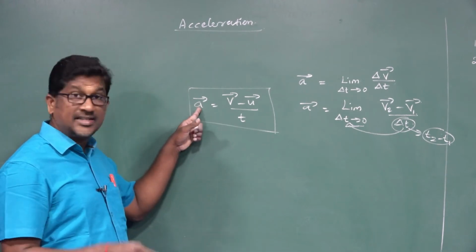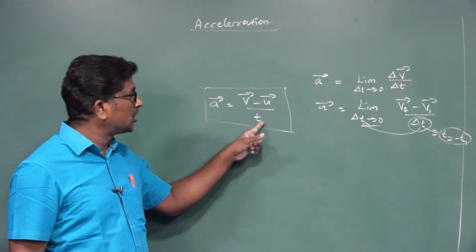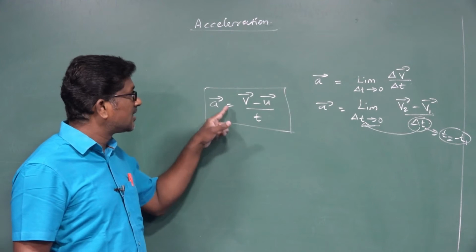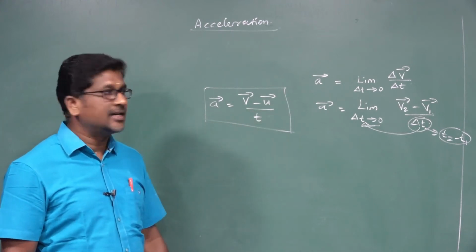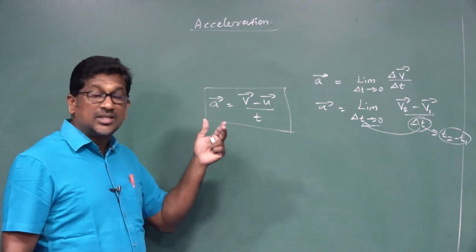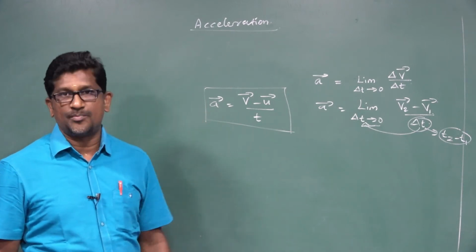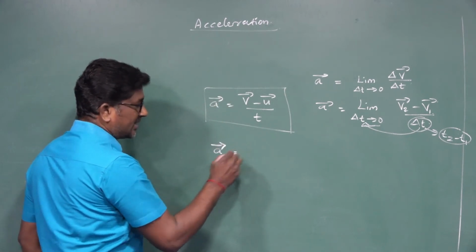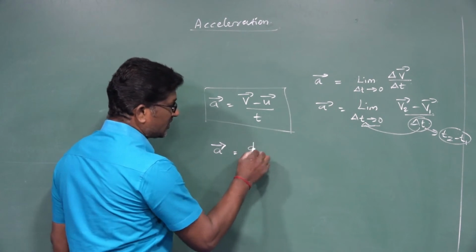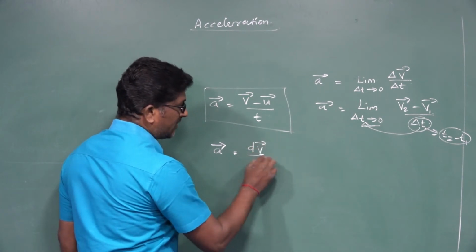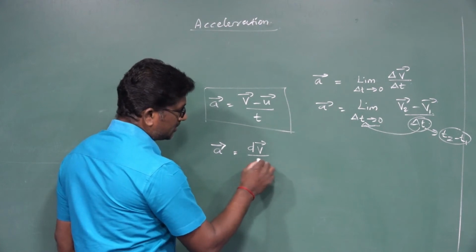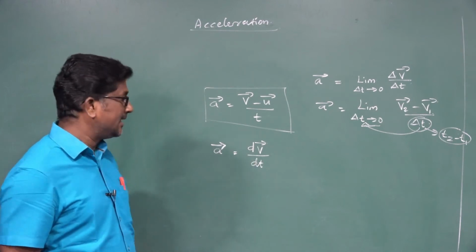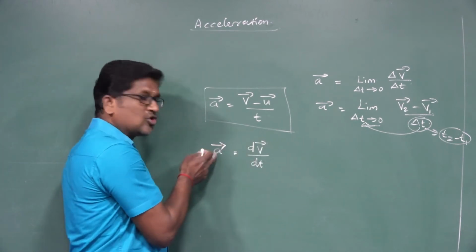Acceleration is a vector quantity, velocity is also a vector quantity, but time is a scalar quantity. That is why the equation of acceleration is written as a vector equals v vector minus u vector divided by t. The acceleration equation can also be written in component form. The component form of acceleration is a vector equals dv vector divided by dt. Rate of change of velocity is called acceleration.